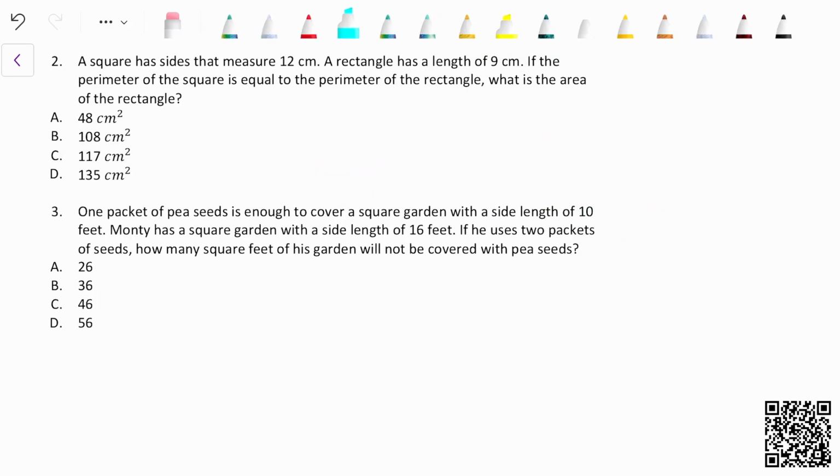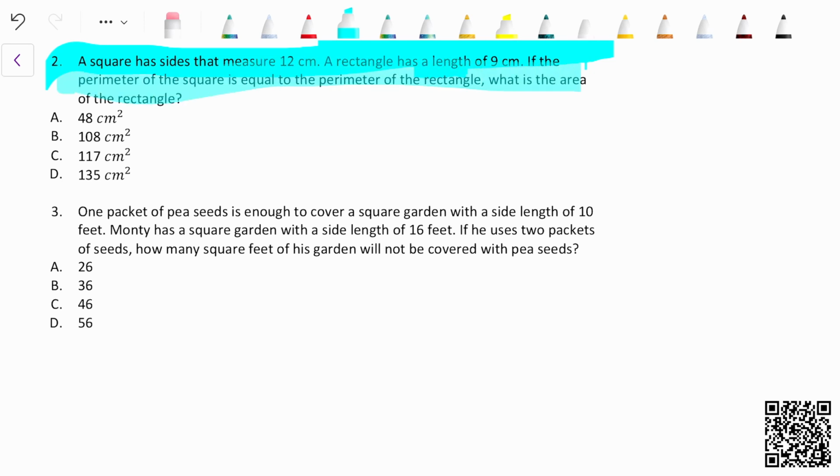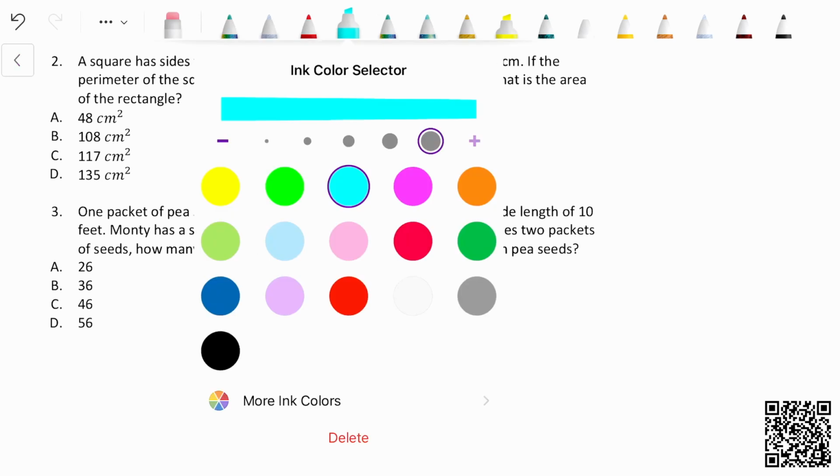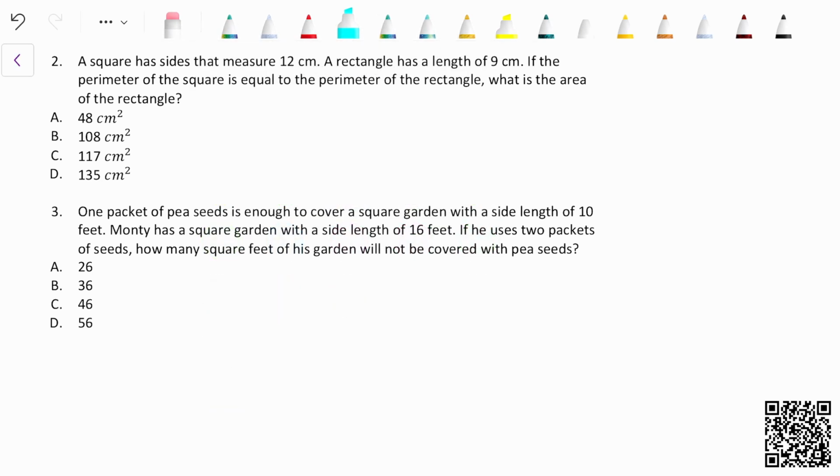Anyways, moving on to the next question. A square has sides that measure 12 centimeters. A rectangle has a length of 9 centimeters. If the perimeter of the square is equal to the perimeter of the rectangle, what is the area of the rectangle? So thinking about this here, we've got our 12 centimeter and our 9 centimeter.